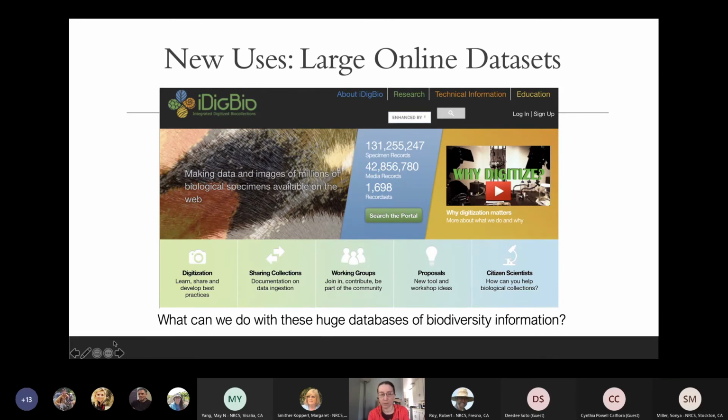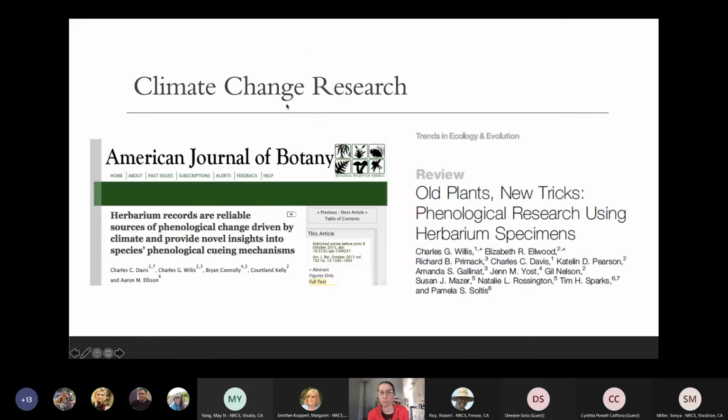So one of the things that people are really interested in looking at, especially with plants, is how climate change has affected their phenology. Phenology is their timing of flowering, their timing of leaf out, the time when they set fruit, these different sort of life history transitions in plants.